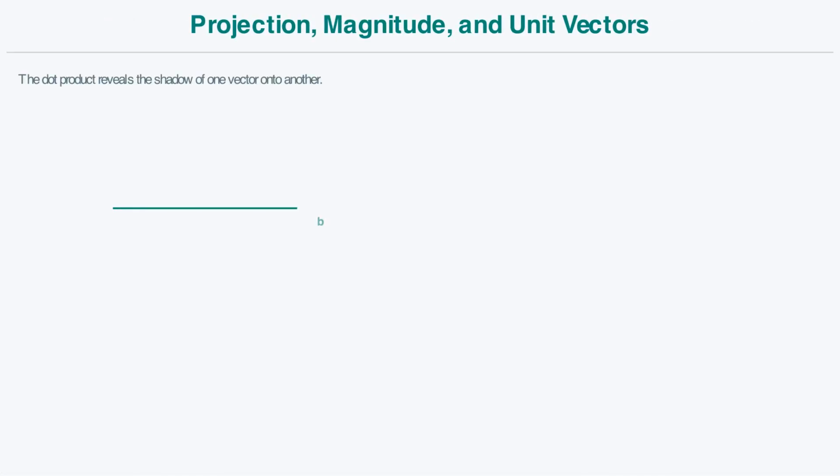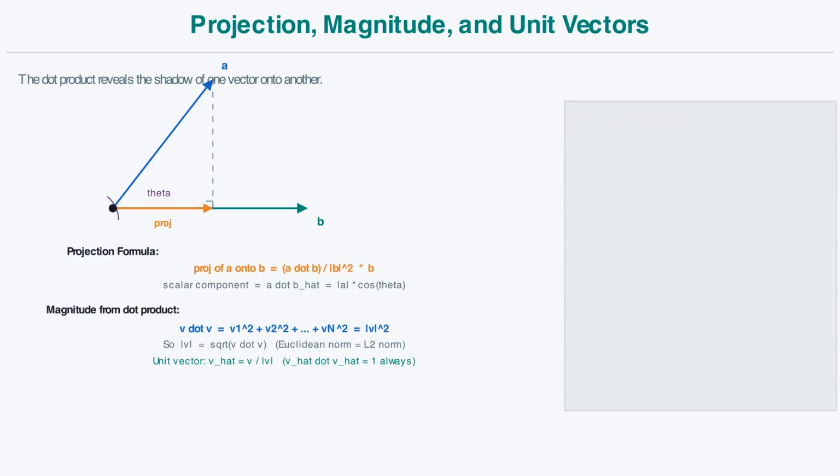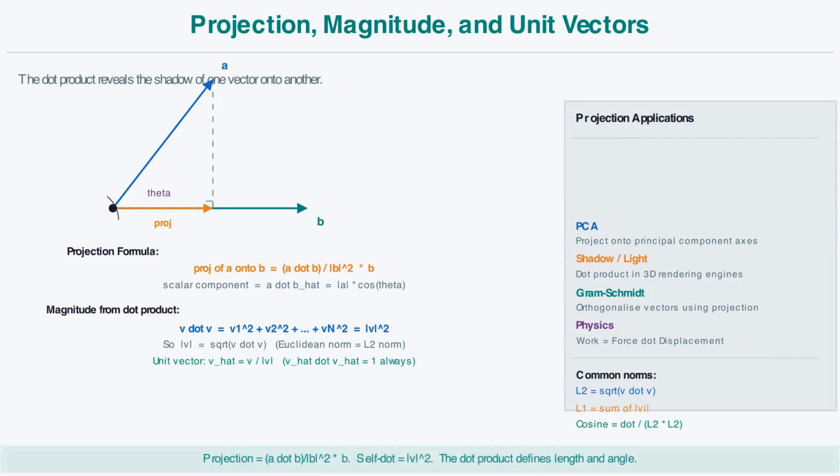Let us go one level deeper and understand projection, the geometric operation that reveals the true meaning of the dot product. When you project vector A onto vector B, you are asking, if I drop a perpendicular line from the tip of A down to the line containing B, where does it land? That landing point, measured from the origin, is the projection of A onto B. The formula is, projection of A onto B equals the dot product of A and B, divided by the magnitude of B squared, times B.